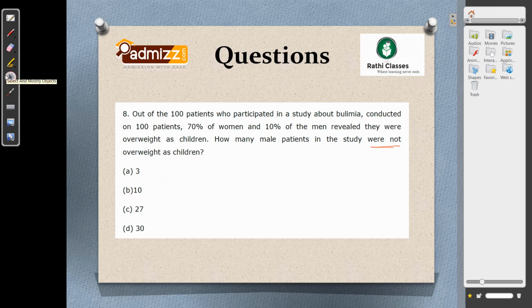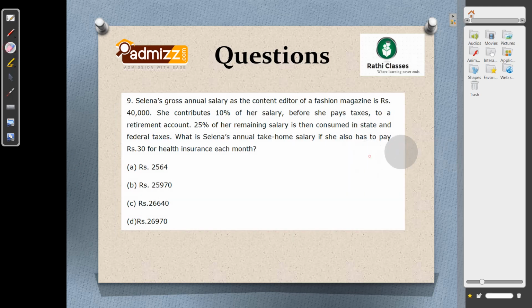Moving on to the next problem. In question number 9, if you see the question, Selena's gross annual salary as the content editor of a magazine is rupees 40,000. She contributed 10% of her salary before she paid taxes. That means from 40,000, if you reduce 10%, 4,000 is gone. So the net salary she has now is 36,000. In this 36,000, 25% is being consumed as taxes. So now you need to think, 36,000 is her net salary. In this, 25% is being cut off for her taxes.